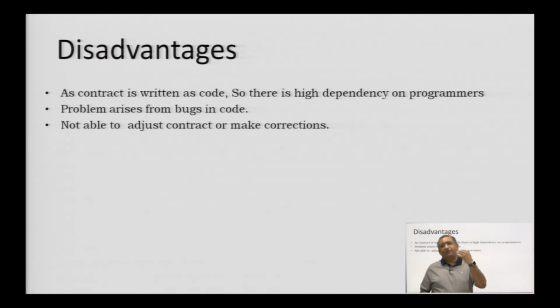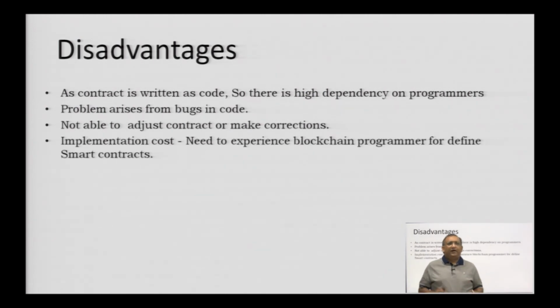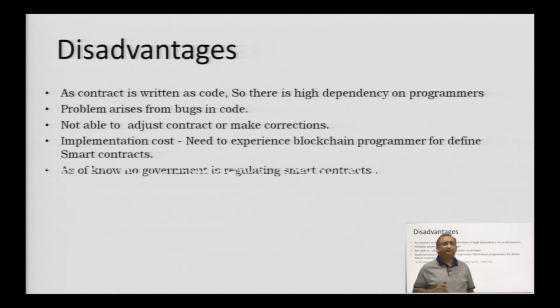So once it gets deployed, remember how to develop a smart contract. Once you deploy it for usage, you cannot go back. But until you have deployed it for usage, you can keep on iterating because it's part of the software development program. Implementation needs experienced blockchain programmers, and you need to pay high for experienced blockchain programmers.